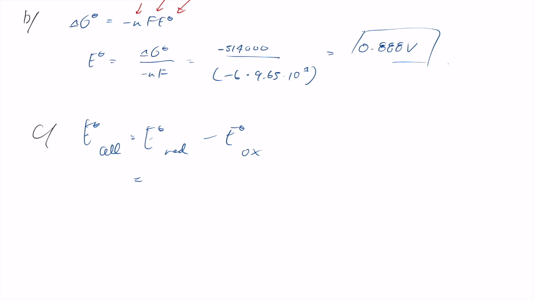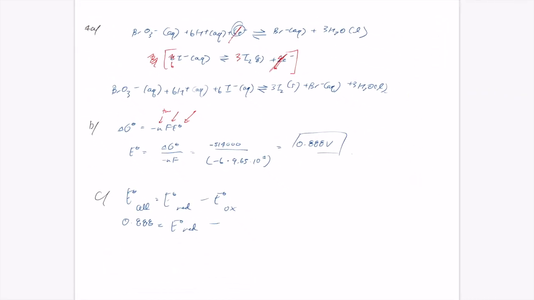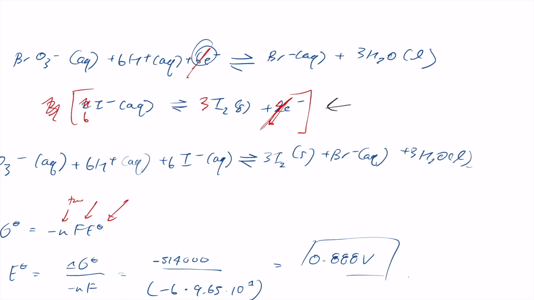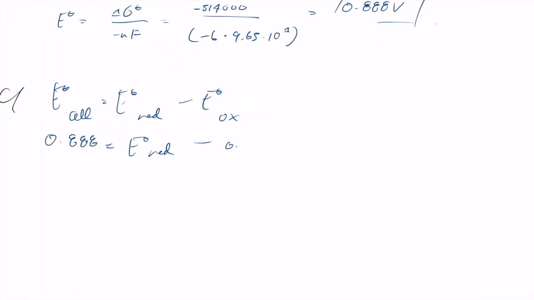So we know that E cell, our cell potential, is what we calculated in B. We don't know what the reduction is, but we do know what the oxidation is, because it's in our data booklet. If we look back at what's being oxidized, it's the I- to I2, which is oxidation. And this value is given to us in the data booklet, section 24, and it's 0.54.